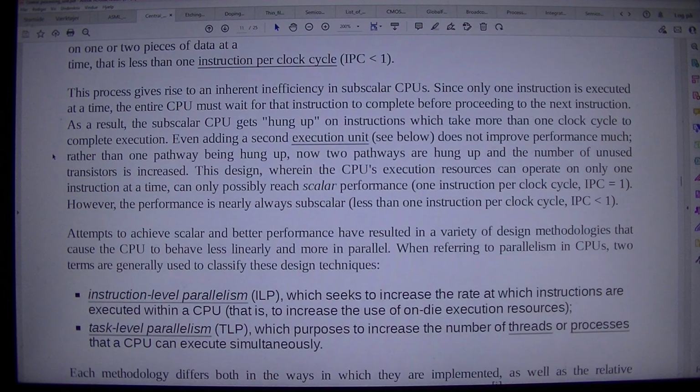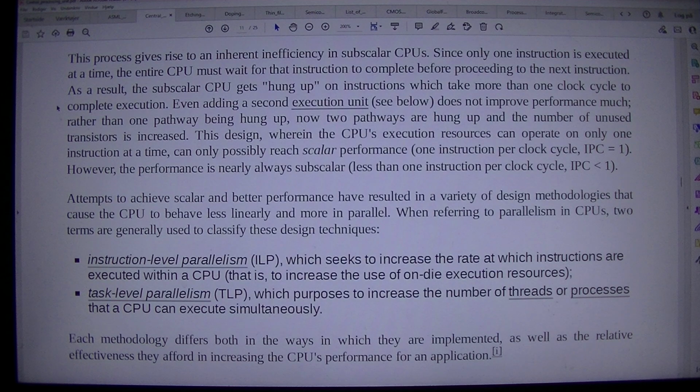This process gives rise to an inherent inefficiency in subscalar CPUs. Since only one instruction is executed at a time, the entire CPU must wait for that instruction to complete before proceeding to the next instruction. As a result, the subscalar CPU gets hung up on instructions which take more than one clock cycle to complete execution. Even adding a second execution unit, see below, does not improve performance much. Rather than one pathway being hung up, now two pathways are hung up and the number of unused transistors is increased.